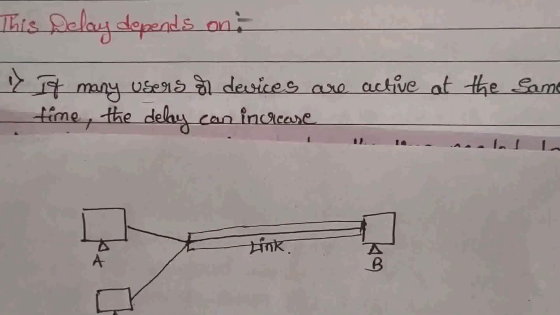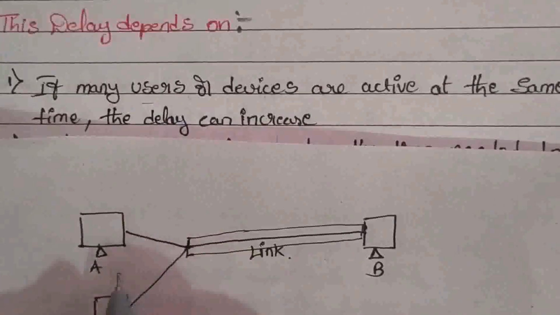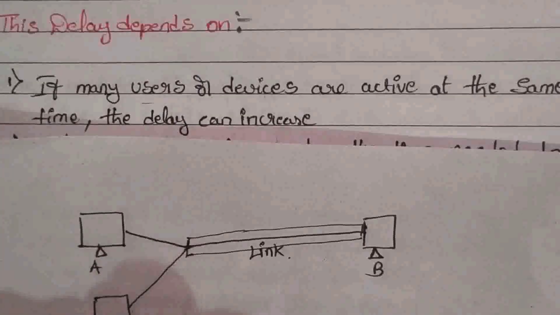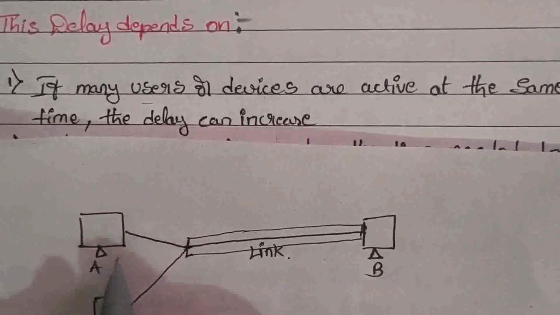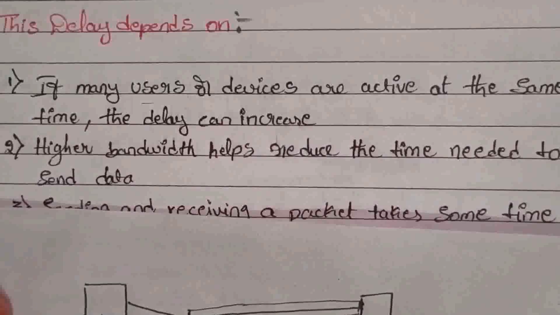For example, here A and C, both users, are using the same link, so the delay can increase. After A finishes using it, only then can C use it, and after C finishes, only then can A use it, because both users are using the same link, so delay can happen. It is one factor.